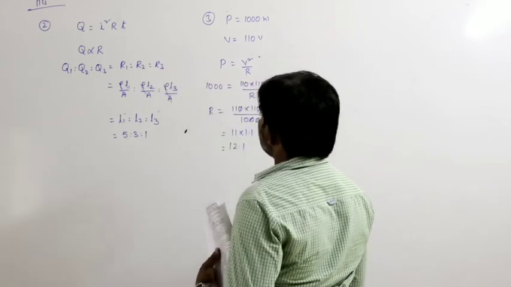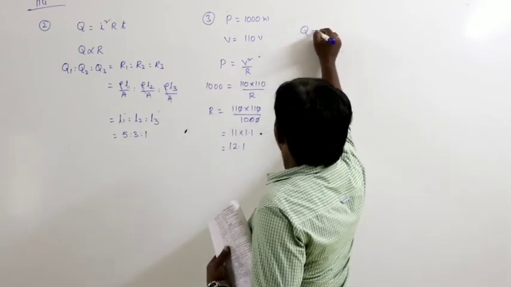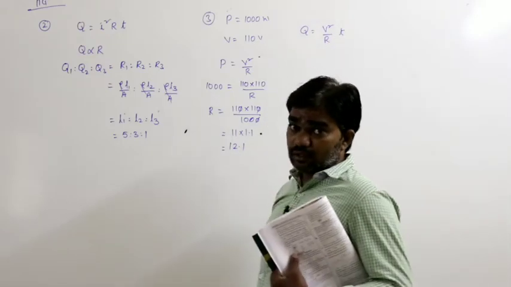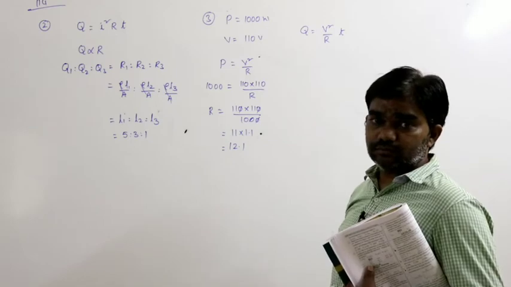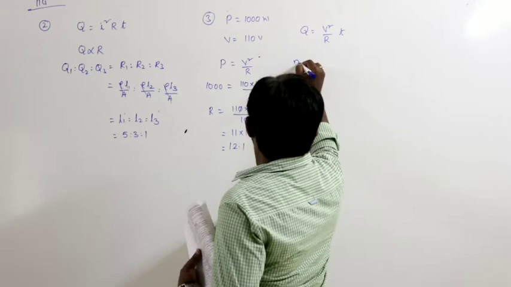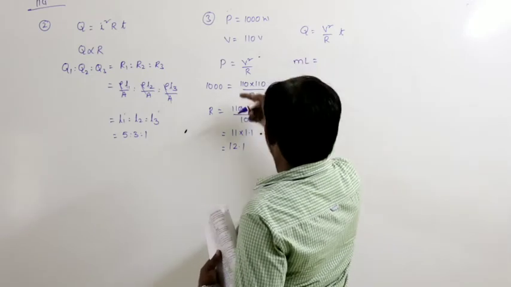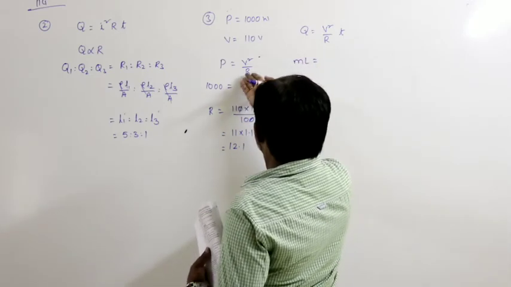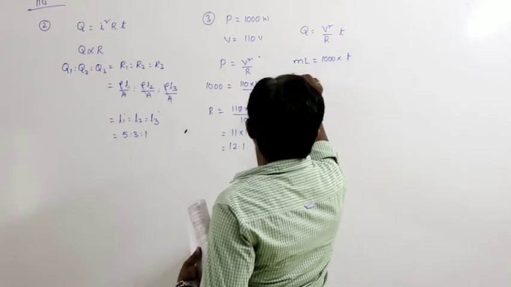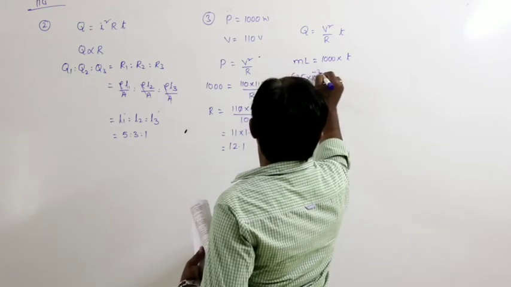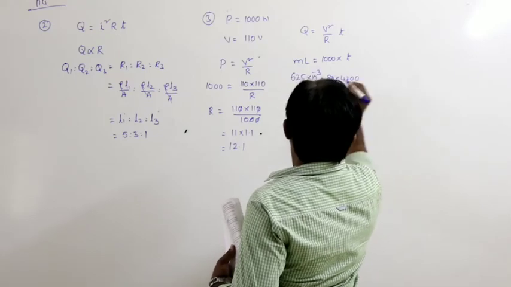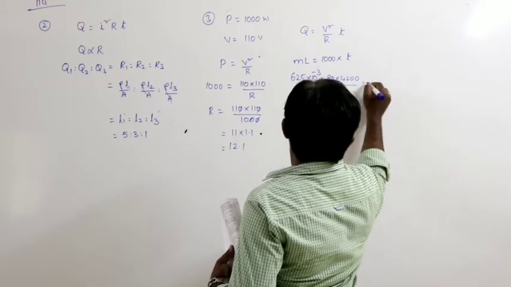Now, the amount of heat energy produced is V square by R into T, or I square RT. So this can be written as ML is equal to V square by R into T. V square by R is nothing but 1000 only, so no need to calculate. Mass is 625 grams, that is 625 into 10 to the power of minus 3 kg. L is 80 calorie per gram into 4200, divided by 1000, is equal to T.